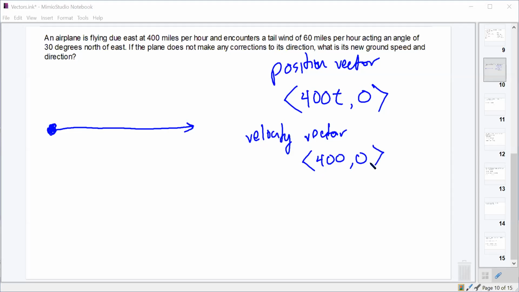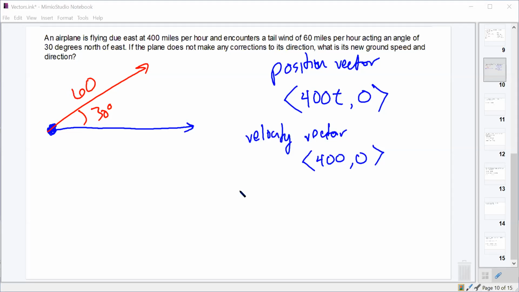Hopefully. All right, so then what's happening to our plane? It's got a tailwind blowing against it at an angle of how many degrees? 30 degrees, right? So it's helping this thing speed up. And what is the magnitude of this? How hard is this wind blowing? Should be 60 miles an hour, right?